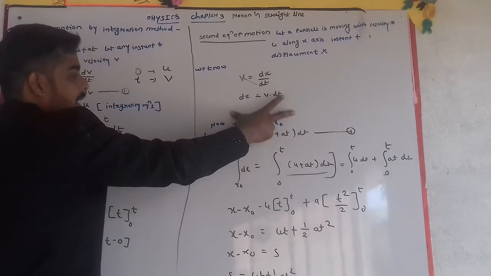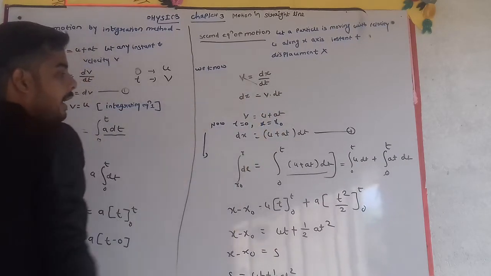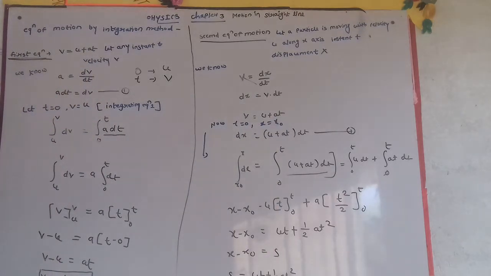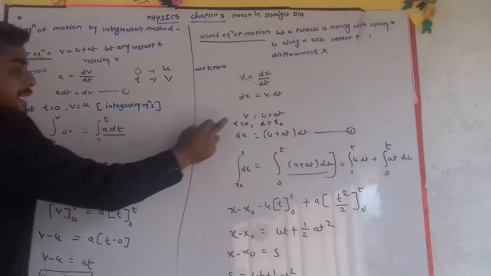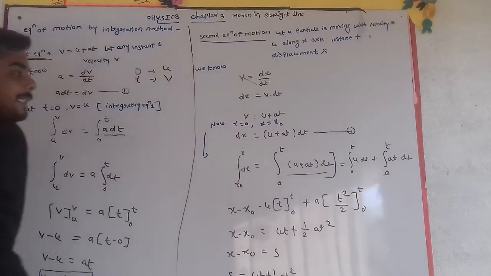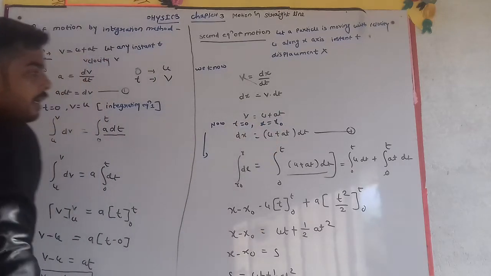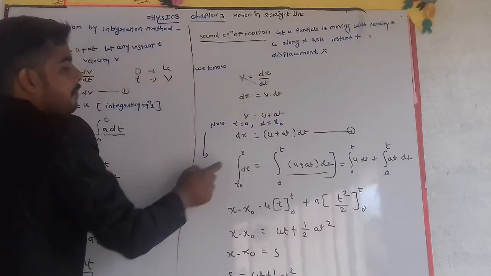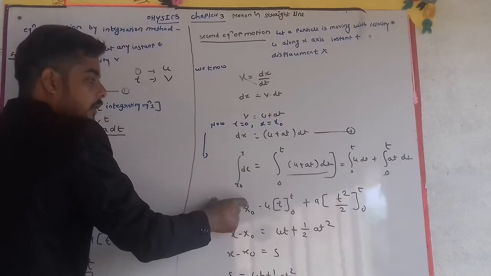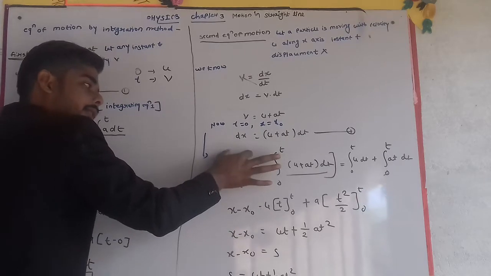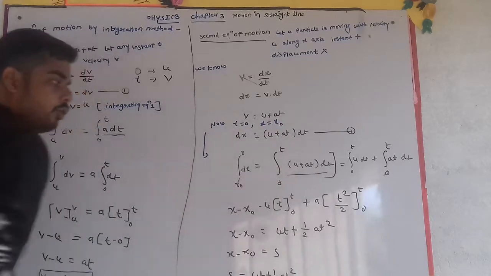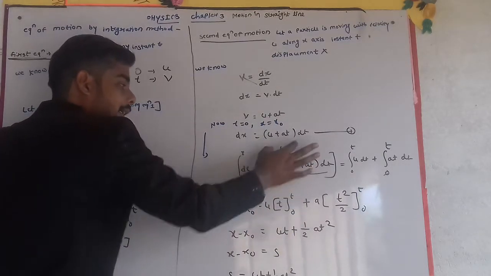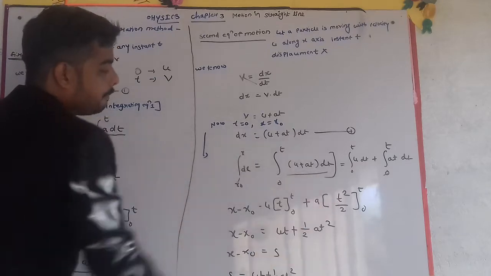So in place of v, dx equal to (u plus at) dt. Now we have to integrate this. At t equal to 0, displacement is x0, and at time t the displacement is x. So we integrate dx from x0 to x, and time from 0 to t.